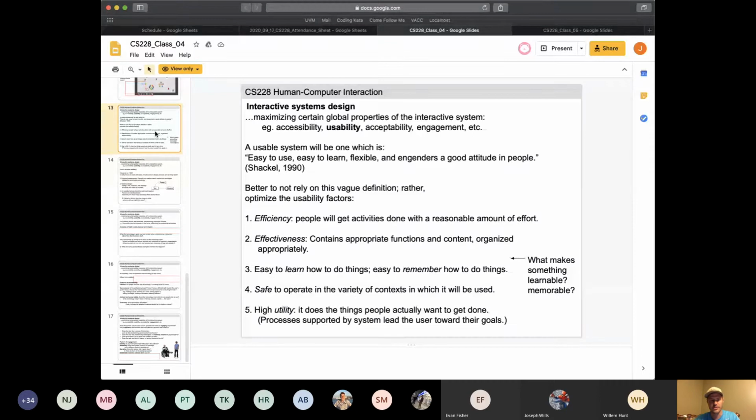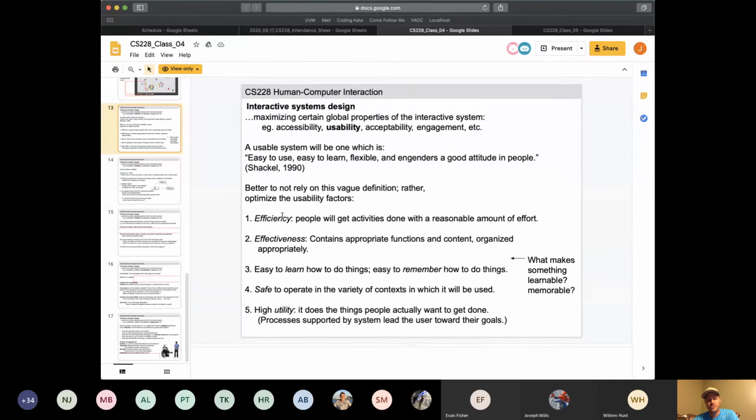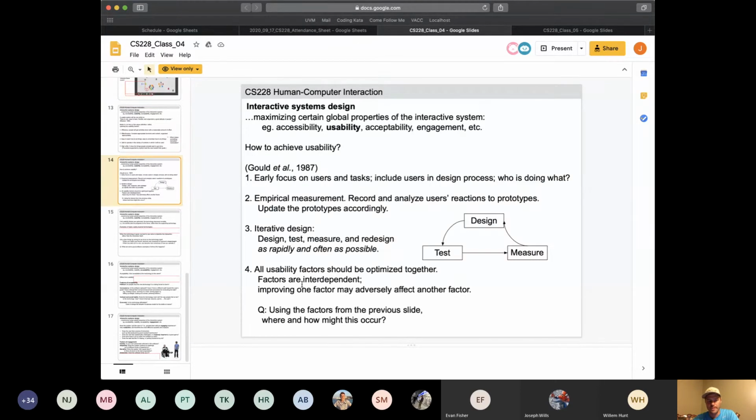I think these are the things you're optimizing: efficiency, effectiveness, easy to learn, right? So you want to optimize all of those things together, and oftentimes those things are interdependent. So improving one can make the other worse. What are some examples of this? Maybe you make something more efficient, but that makes it harder to learn or less safe? If we're improving one thing, does it adversely affect the other?